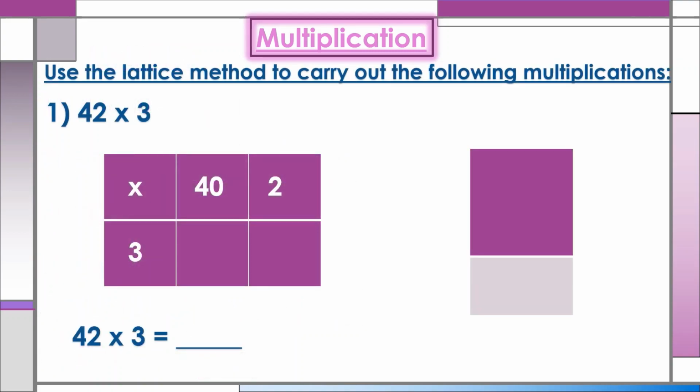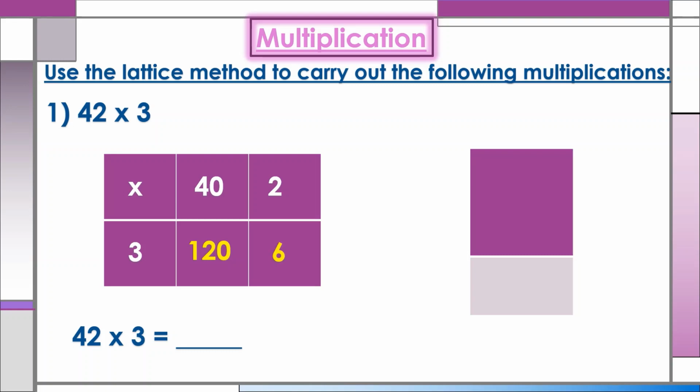Use the lattice method to carry out the following multiplications. 40 multiplied by 3, it's already, the boxes are drawn. So multiplication sign here, the table, 3 table. 42, split 42 into 40 plus 2. Now multiply 3 multiplied by 40. So 3 4s are 12 and 0, 120 we get. Now 3 multiplied by 2, we get 6.